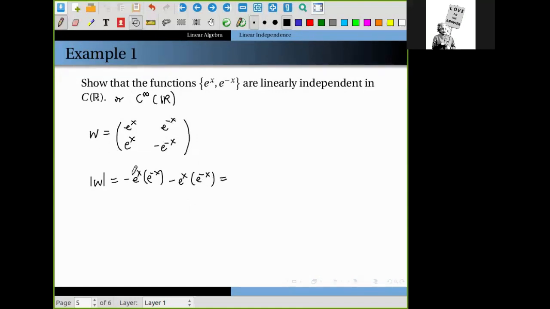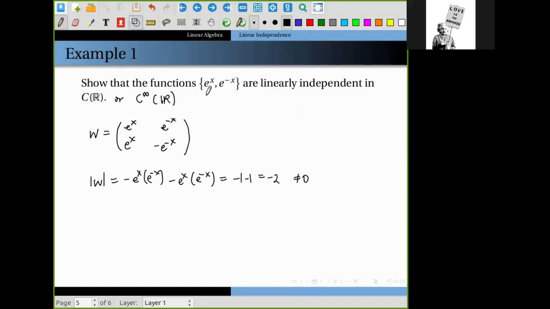Okay, and now when we multiply these, e to the x times e to the minus x, we add the powers, we get 0, right? So this is just going to be minus 1, which is negative 2. And of course, negative 2 is not 0, ever, right? It's never going to be equal to 0 on our entire domain.